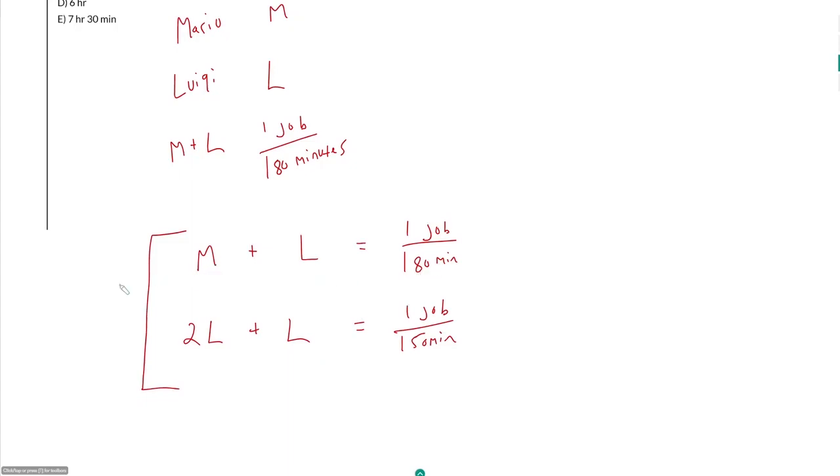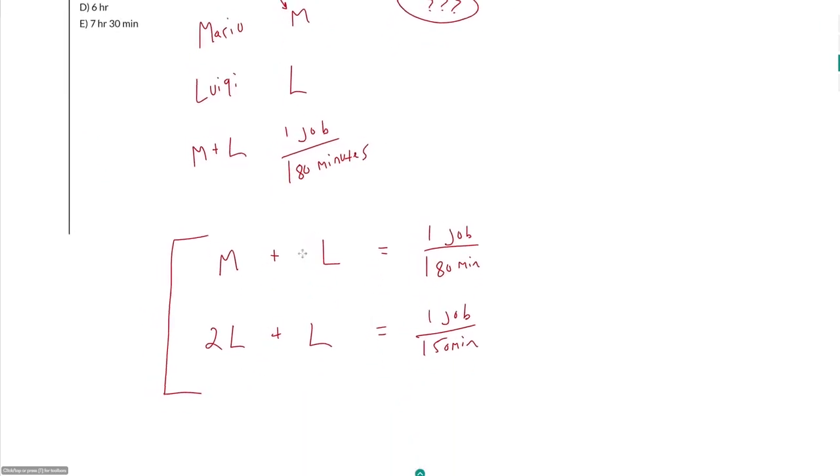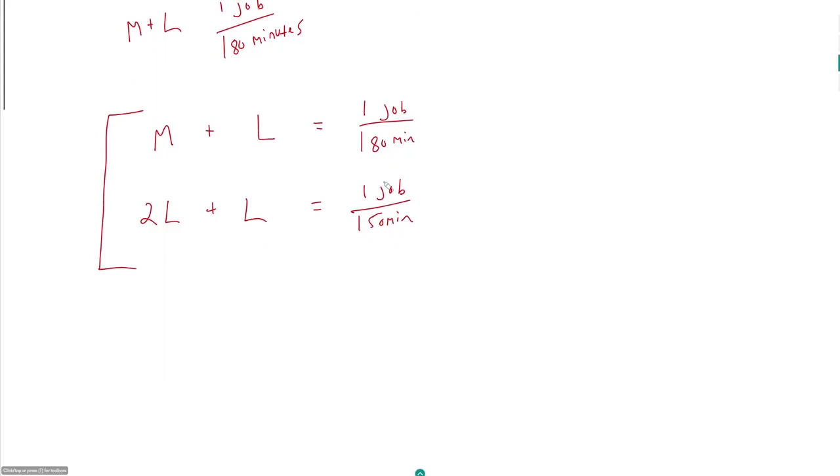And so now here, what are they asking for? Now we want to know how long would it take Mario at his normal rate to paint the warehouse. So they're asking for a time, and they're asking for Mario's individual time. We need to be using his individual rate, which is what M is. We're solving for this here. And based on the equations that we made here, before I have even done really any arithmetic, I can see exactly how this is going to play out.